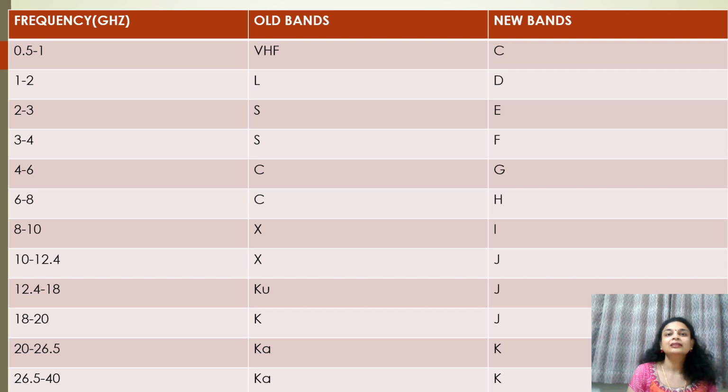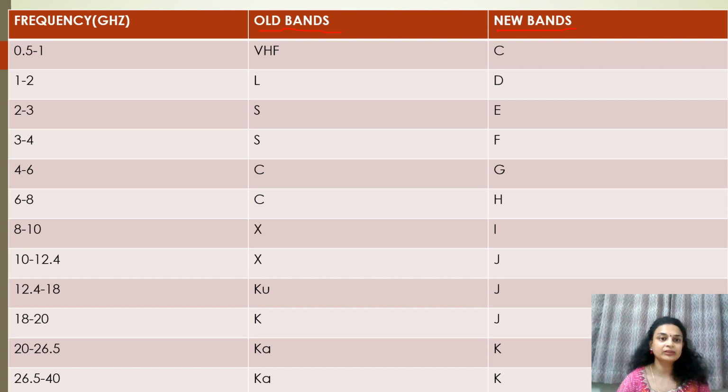As a result, there were two sets of nomenclatures for these bands. The first set of bands over here is written as old bands, and the second set of bands has been written here as new bands. Prior to the Second World War, it was old bands, and after that they are addressed as new bands. Irrespective of whichever bands they follow, people still tend to follow the old bands.